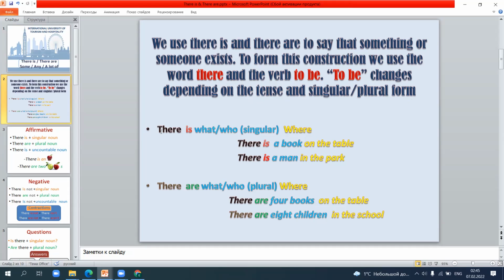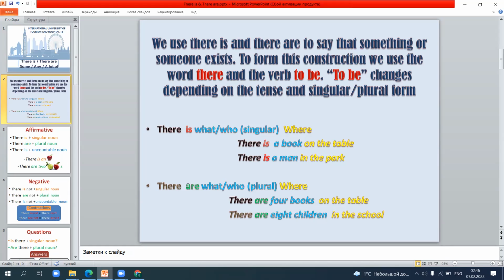We use the construction there is with singular nouns. Look at the examples. There is a book on the table and there is a man in the park. There is what? A book, just one book, on the table. There is who? A man, just one man in the park. So a book and a man are singular nouns.